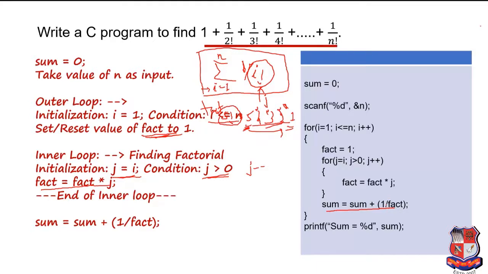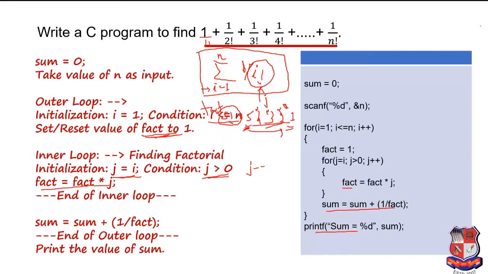In each iteration we have some value of factorial. For example, in the first iteration we have 1 factorial, then in the next iteration 2 factorial. So in each step we have some value of factorial, and then we have to do 1 divided by factorial. Okay, after that our outer loop ends, and at the end we have to print the value of the summation like this. Okay, that's it.